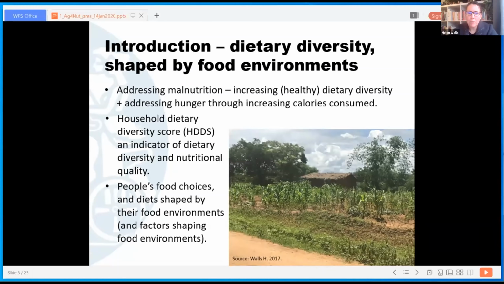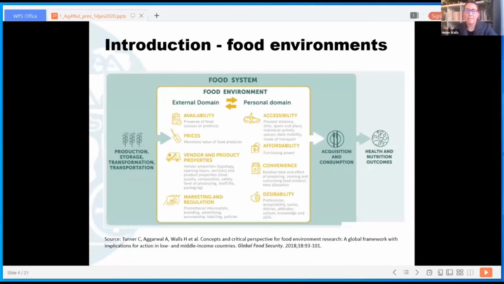There are, of course, more upstream determinants of this, including agricultural policy, but more proximal or close to the individual is the local food environment. So the food environment is the link or the interface that mediates people's food acquisition and consumption with the wider food system that includes agricultural production.